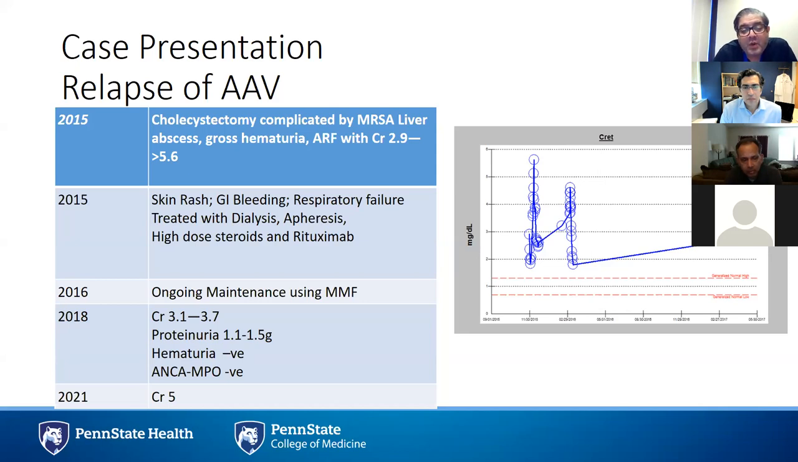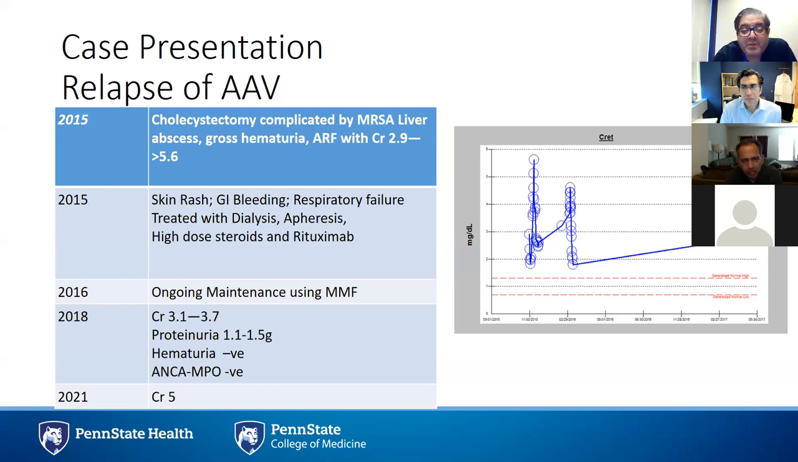The other question I have is the thinking behind keeping him on immunosuppressive maintenance for 5 years in an MPO disease when antibody levels are negative and there's no vasculitic activity that you can judge. It looks like he's got progressive sclerosis of the kidney, and Aurangzeb is right. If you biopsied him now, it'll be an end-stage kidney. So any treatment that I afford now would be directed at extra-renal disease. I don't think there's much left in the kidney to salvage.